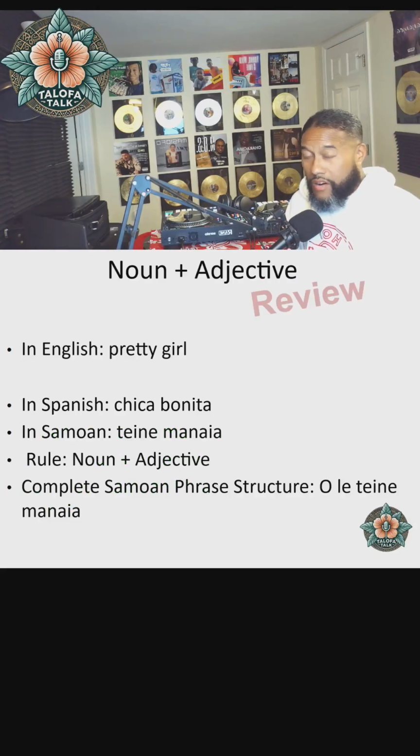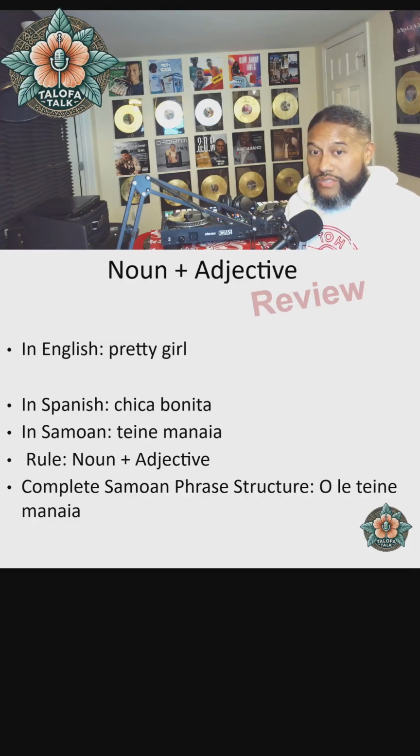As always in all the classes, we're going to do a review first. So remember, in English we say pretty girl, right? But in Samoan, we start with our noun and then we say the word that describes it. It's the same thing. A lot of people on the West Coast speak Spanish, and a lot of Samoan people understand Spanish. So if you understand Chica Bonita, then of course you're going to understand Tene Manaia, because it's exactly the same thing.